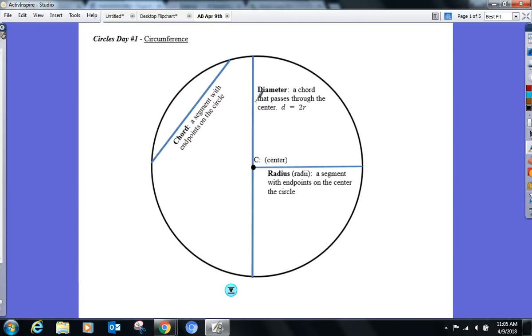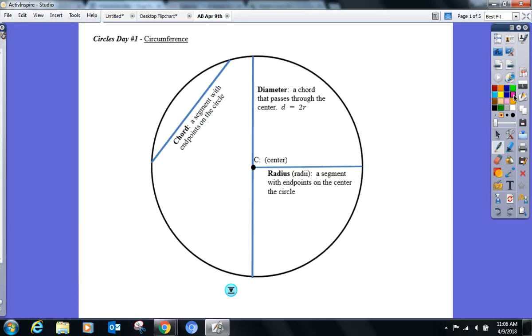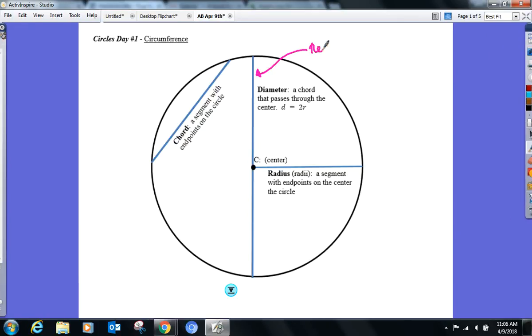Okay? What if it doesn't go through the center, but the endpoints are still on the circle? This may be new, I don't know. We call it a chord. A segment that does not go through the center is called a chord. Can we call a diameter a chord? Are the endpoints on the circle? Yes, it is. And more importantly, here's what I need you to jot down for me: the diameter is the longest chord in the circle.